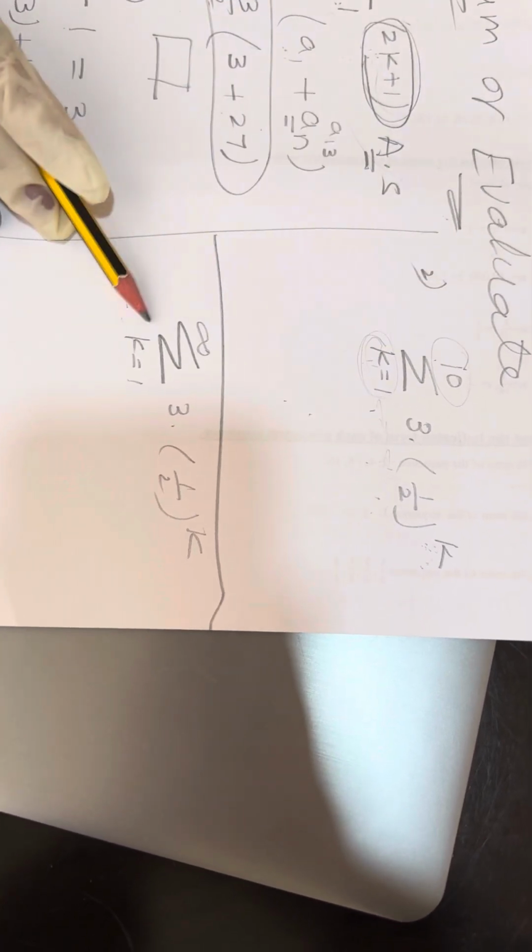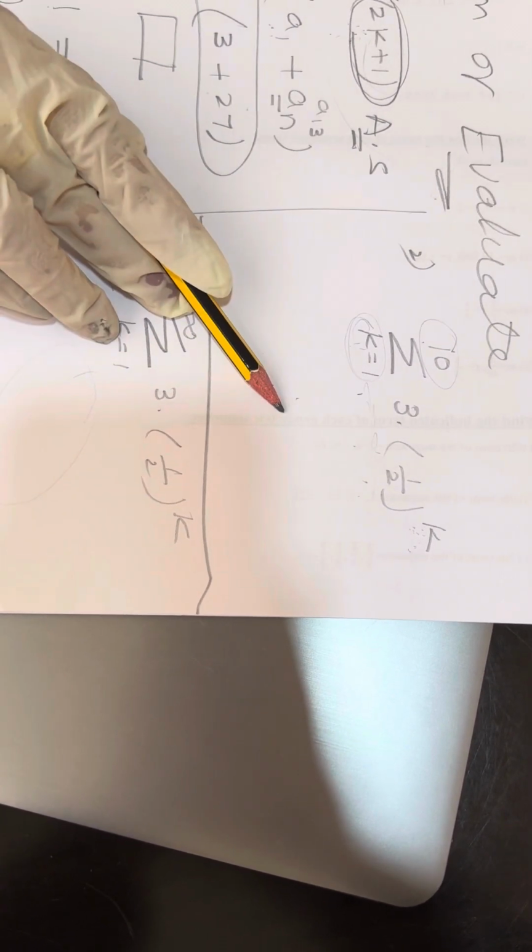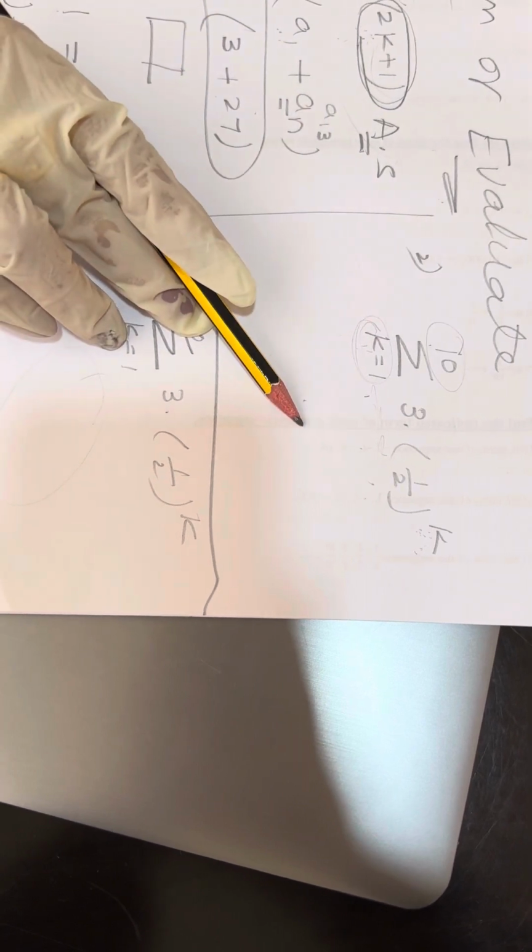Now, what is the difference between both? This is finite because I know how many terms I have. But this is infinite. I don't know how many terms. It starts from 1, but till how far, I don't know. So here my formula will be different. And here, because it's finite, the formula will be different.